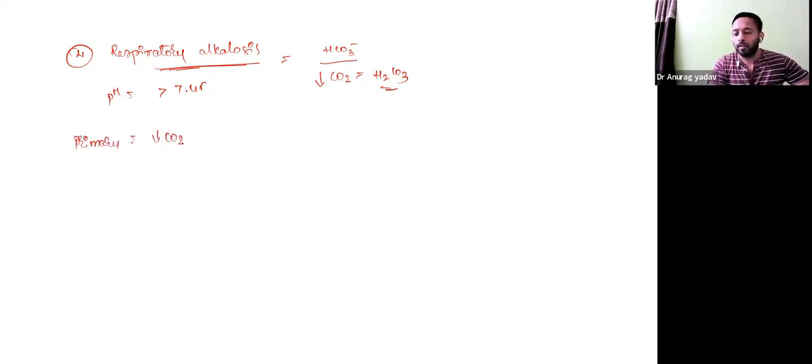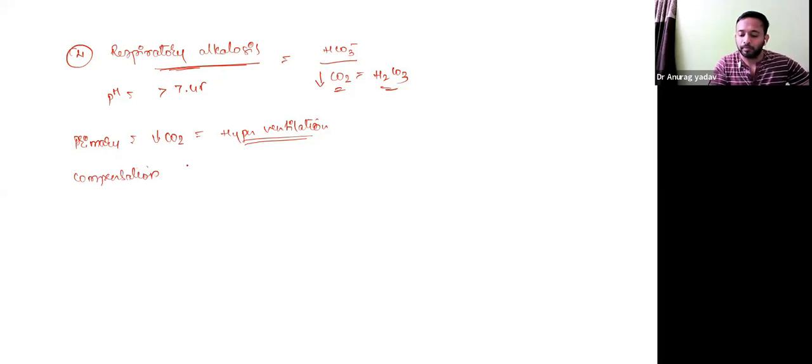What can cause it? For example, if a person is hyperventilating, there is a lot of carbon dioxide lost through the lungs. So when the carbon dioxide is lost, carbonic acid is lost, and the person ends up in respiratory alkalosis. Now what should be the compensation? What happens to the bicarbonate levels? Bicarbonate levels also will start reducing.